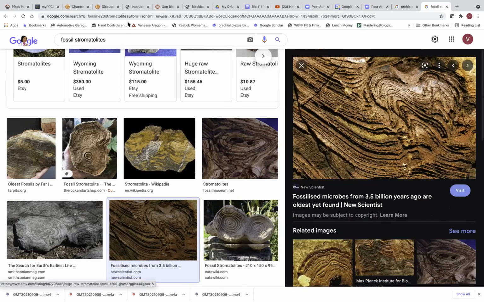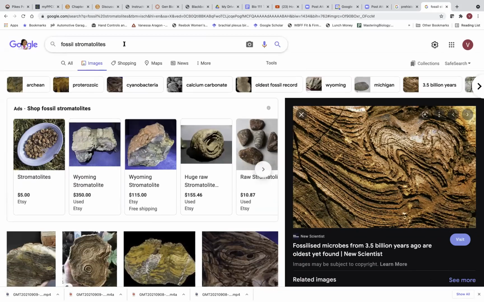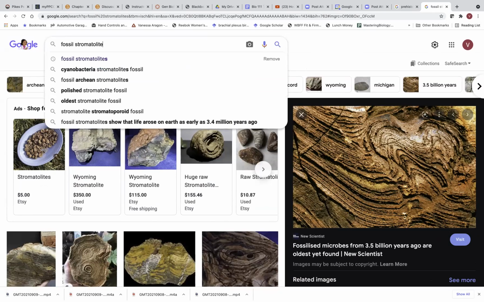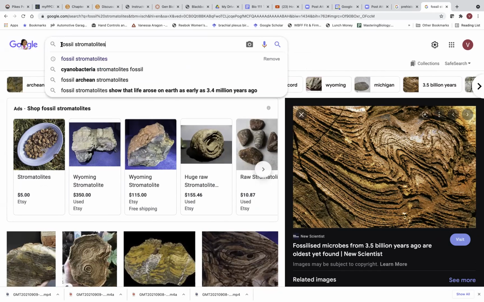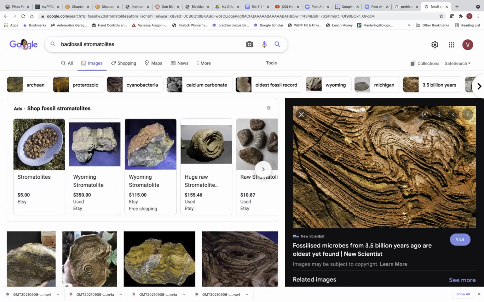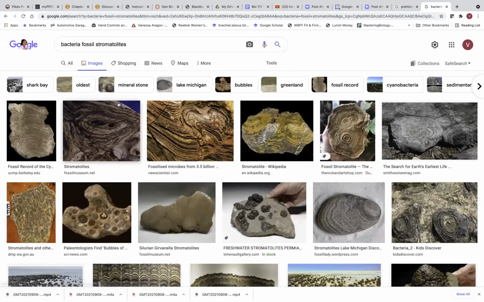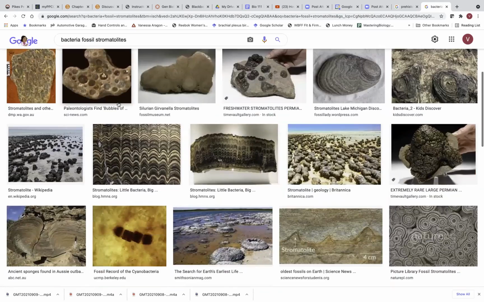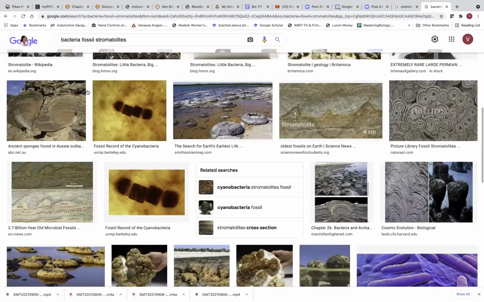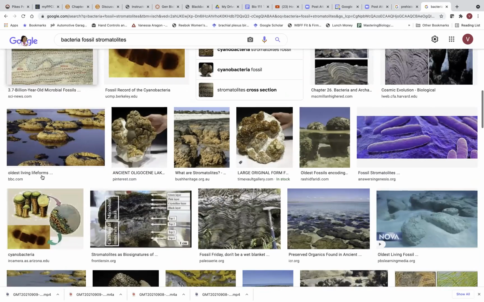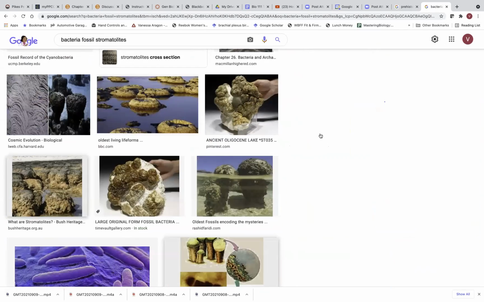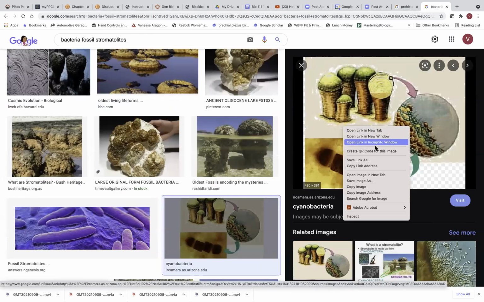So let's go ahead and search for fossil stromatolites bacteria. This is what I'm looking for. Perfect. So let's open image in new tab.